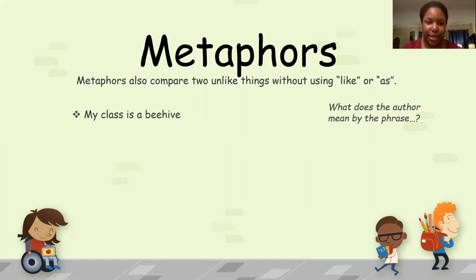Here is another example of a metaphor. My dad is a rock. So I know who my dad is. And what do I know about rocks? I know that a rock is usually hard or strong. And so I'm going to ask myself here, what does the author mean by this phrase, my dad is a rock? And so that means my dad is really strong. So he's someone I probably can rely on.